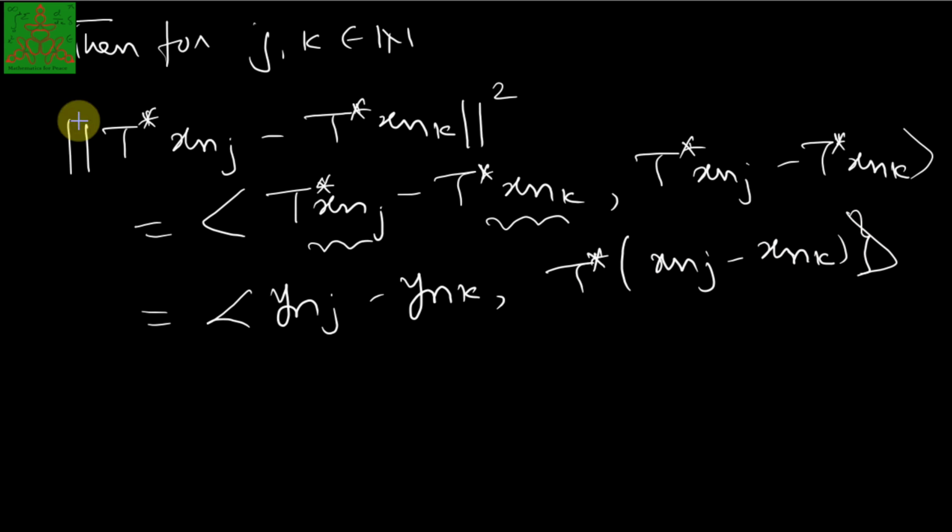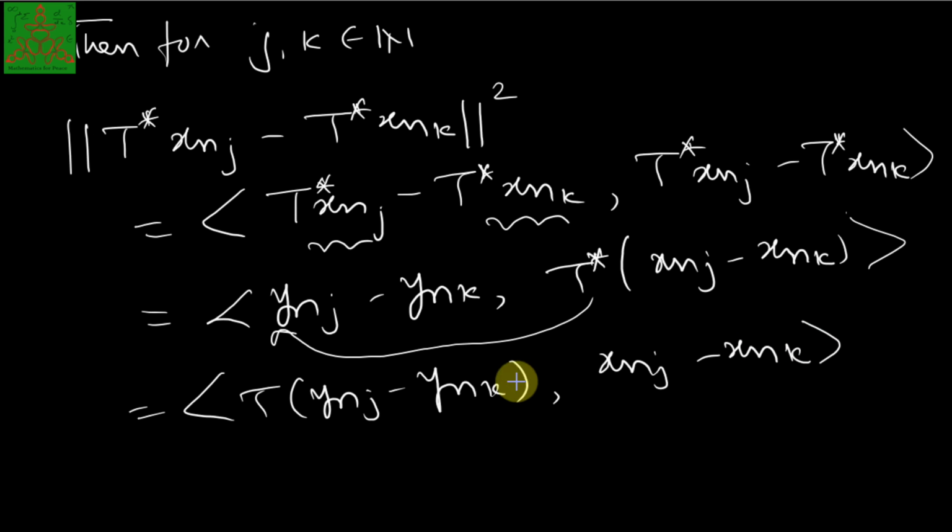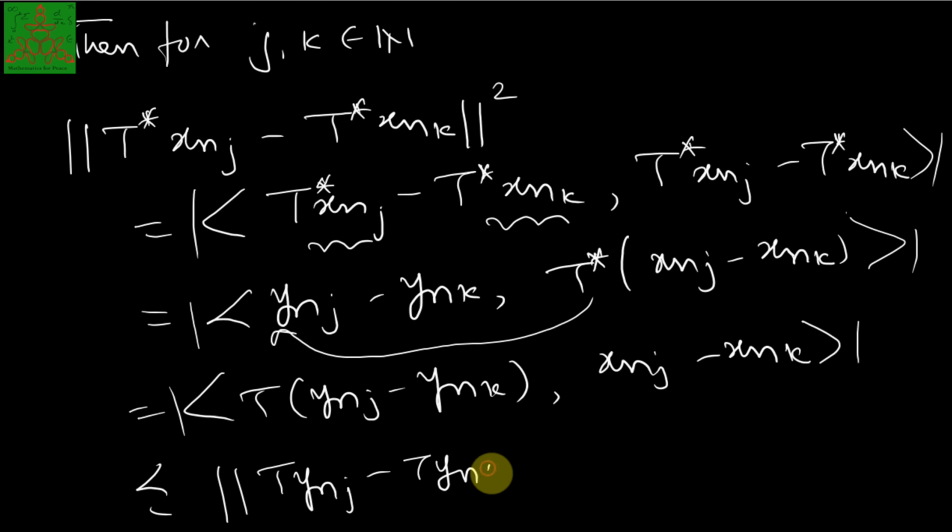Applying the definition of adjoint, you can take this T star to the other side, so this is T of y_nj minus y_nk, with x_nj minus x_nk. Here there is a modulus, so by the Cauchy-Schwarz inequality we can say that this is less than or equal to norm of T of y_nj minus T of y_nk, times norm of x_nj minus x_nk.